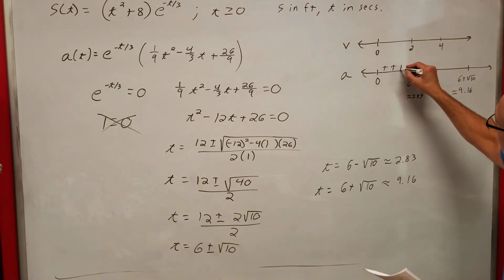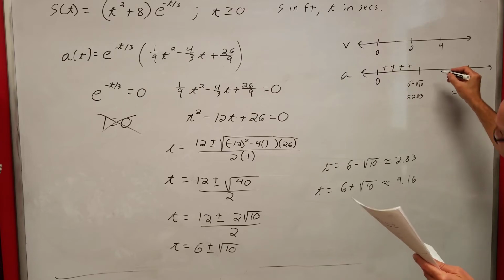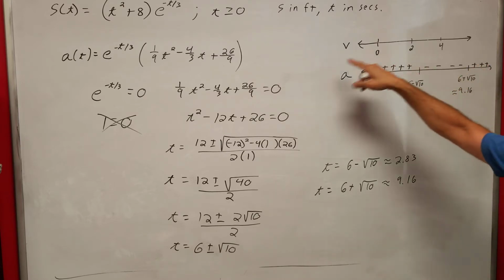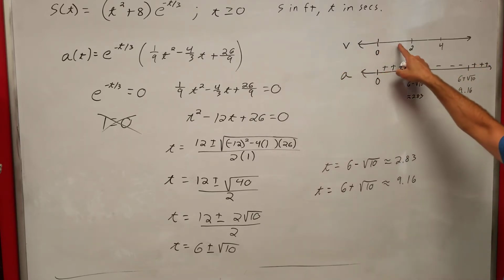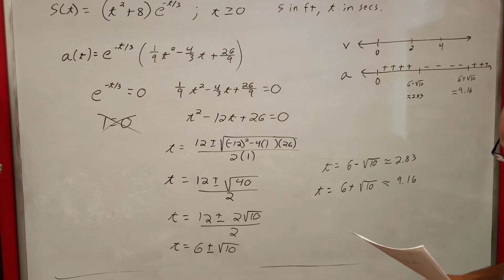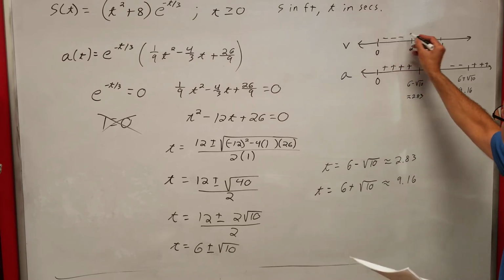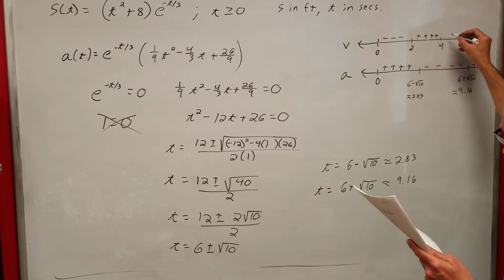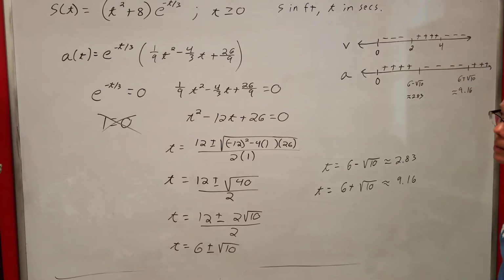We get pluses right here when we do it. We get minuses right here. And we get pluses right here. Now take your velocity function, which I had to erase, and do the same thing. Do test values here, and you'll get negatives here, positives here, and negatives there, okay?